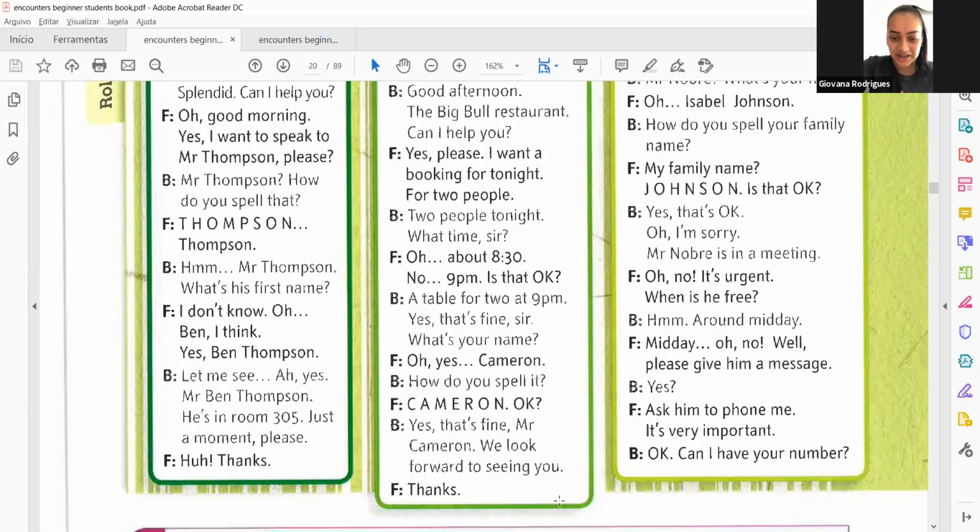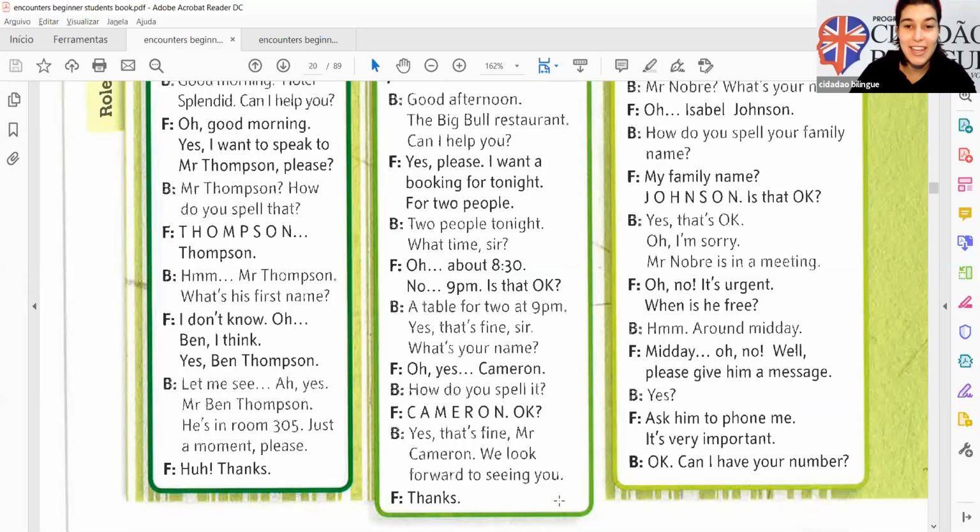We look. You look. We look. You will look. We. W-E. We. We look. Yes. Forward. First. Forward. Like this. Four. Four. Word. Forward. Forward. Yes. Very good. Seeing you. Seeing. Yes. Seeing. Very good. You. Thanks. Very good, girls. Okay.